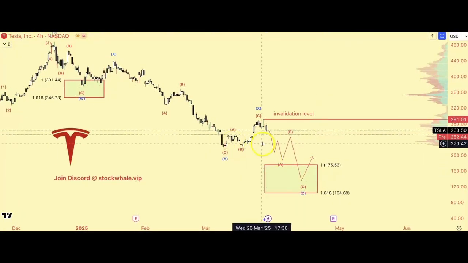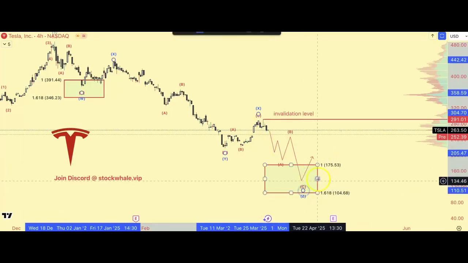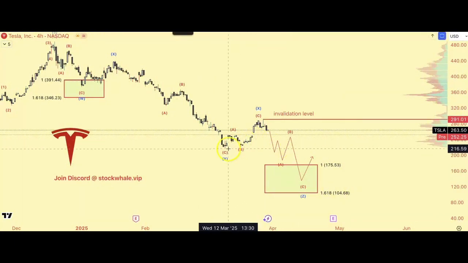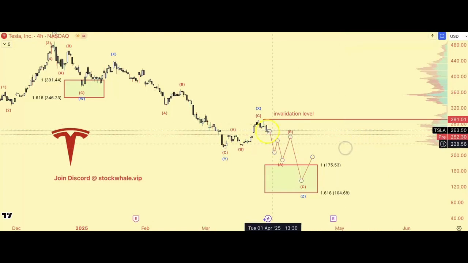So this could always be a possibility, where we have an X and then a Z wave coming down closer to 180 to $100. So let's see. We don't know yet until these lows are breached at 218, but in my opinion, I'm favoring this for now.